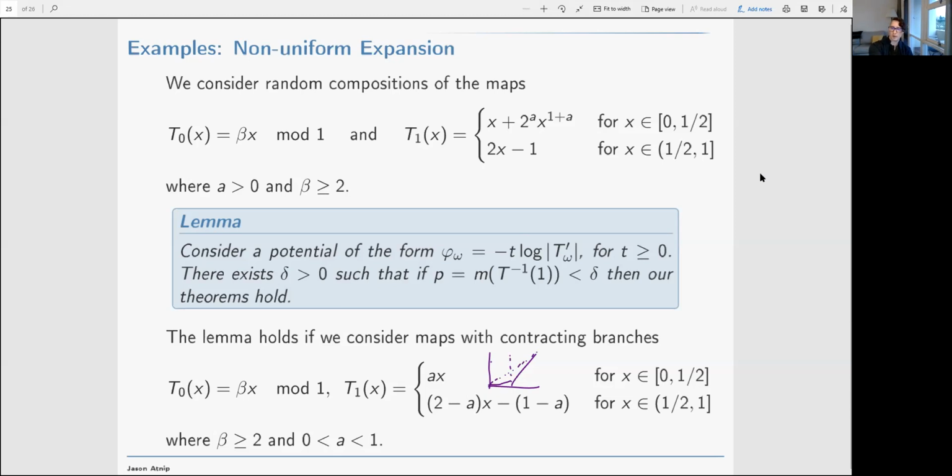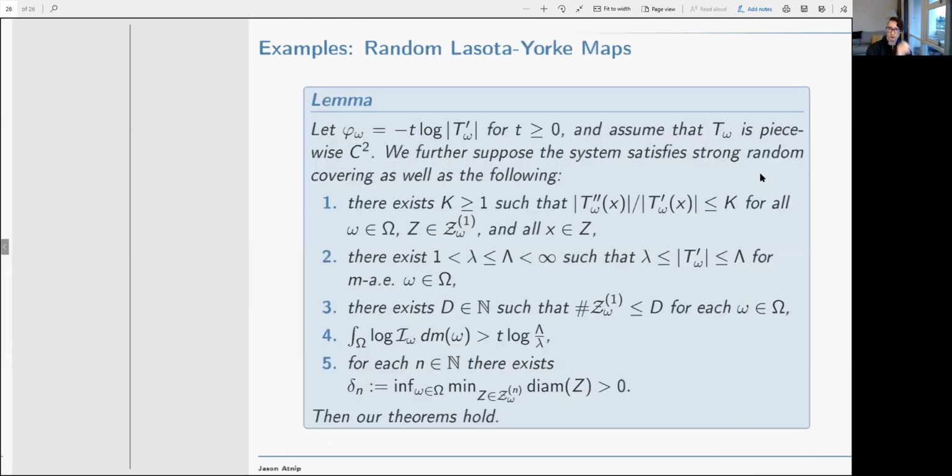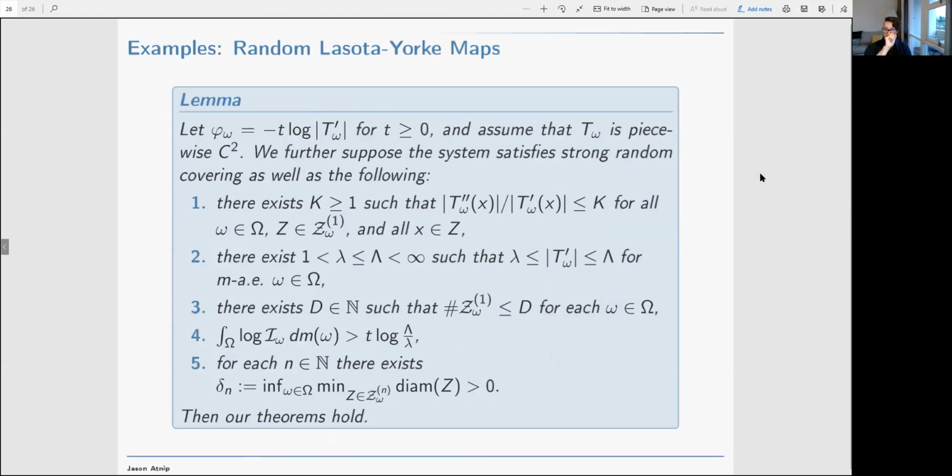Okay, maybe one last example, one kind of very large class of examples. So we can look at just random Lasota-Yorke maps, geometric potential again. So this is phi omega equals minus t log t prime for any t greater than or equal to 0. And we'll further assume that each T omega is piecewise C2, and we want to assume a strong random covering assumption.